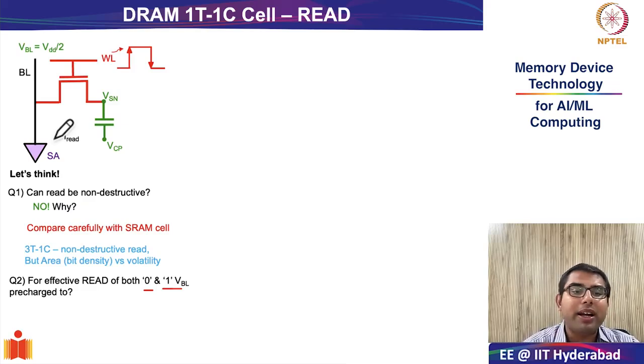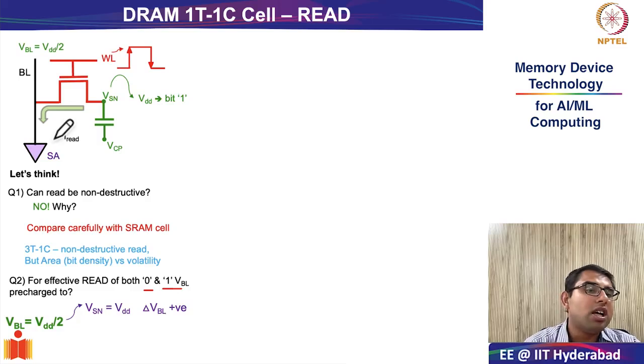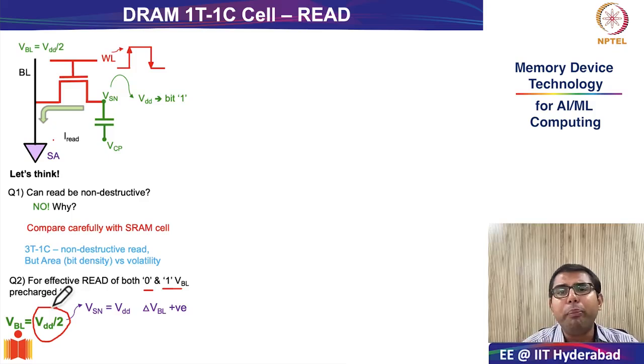And if you think a little bit carefully, it is common sense that the pre-charge value for the bit line, unlike SRAM where you were pre-charging with VDD because you had bit line and bit line bar, is different. You don't have bit line and bit line bar, you have a single bit line. The pre-charge value for that bit line has to be VDD by 2. Why should it be VDD by 2? The logic is very, very simple.